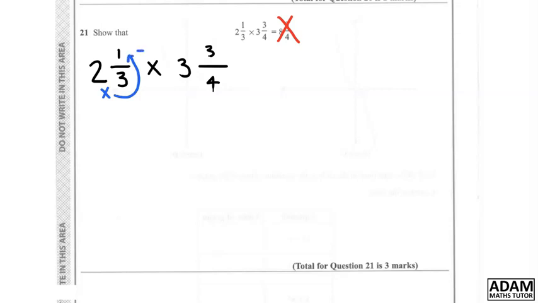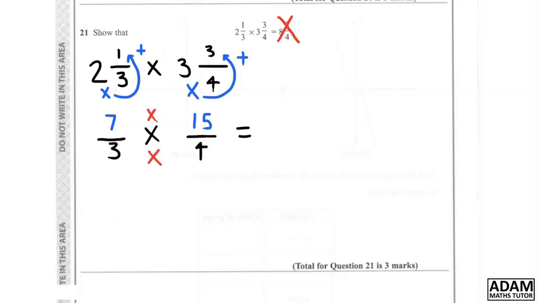Question 21. Show that 2 1/3 times 3 3/4 is equal to 8 3/4. Forget about the answer for now. The best way to show is to actually do the calculation and see whether you get the same answer. Start by converting these mixed numbers into improper fractions. 2 times 3 plus the 1 is 7 over 3. 3 times 4 plus the 3 is 15 over 4. Multiply these together by multiplying the numerators and the denominators. 7 times 15 is 105, and 3 times 4 is 12.